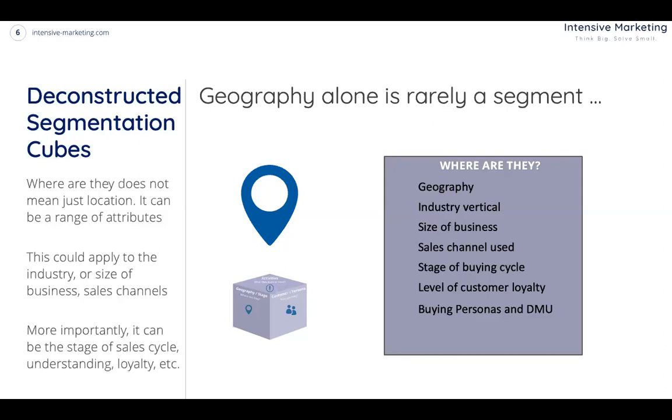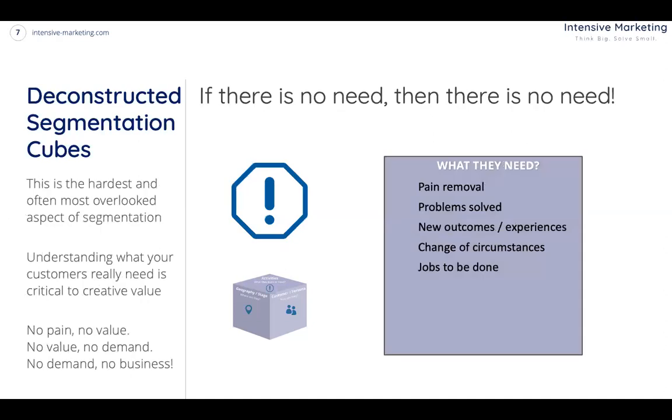And that also includes buying personas and the decision-making unit. That's what DMU stands for. So understand that, are you selling to an FD, or are you selling to the end user? Very important. Then this for me is probably the most overlooked yet the most important dimension of the segmentation cube, which is what they need.